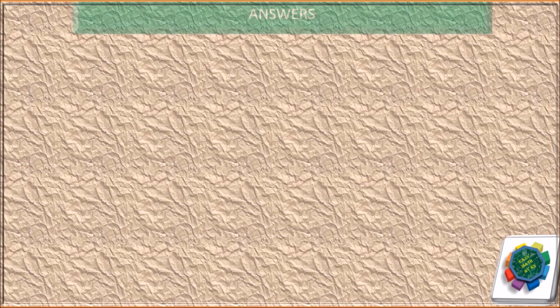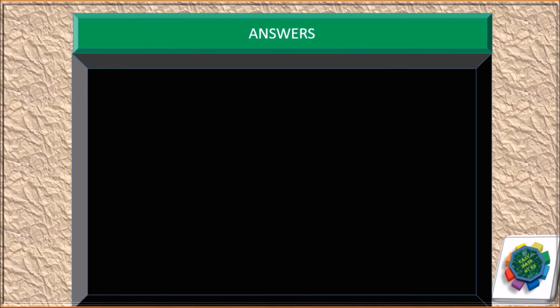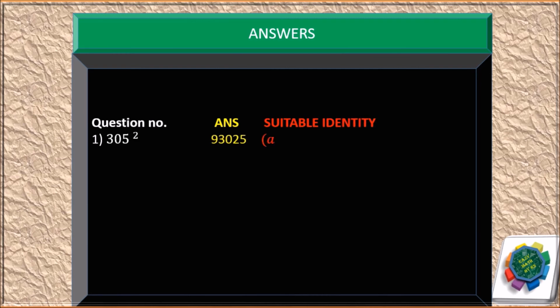Time to check the answer. So let's see what is the answer and which was the most suitable identity for that case. The first one was 305 square. So it will be written as (300 plus 5) the whole square. The next example was 9.7 square. So it will be written as (10 minus 0.3) the whole square.